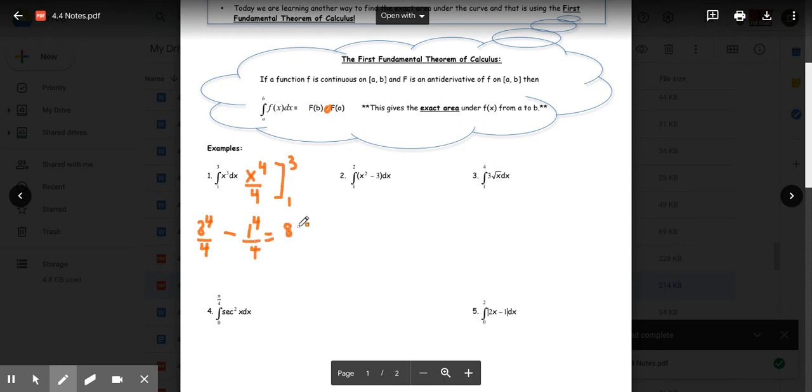So this ends up being 81 over 4 minus 1 over 4. So that's 80 over 4, which is 20 units squared. So that's the exact area under the curve. All right, so the main idea is you integrate, plug in the top bound minus the bottom bound.